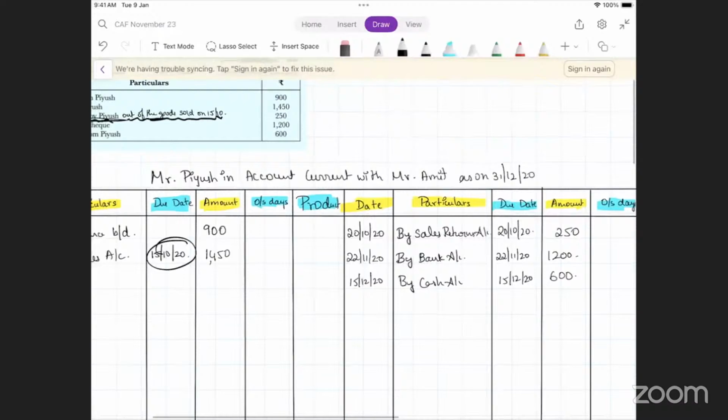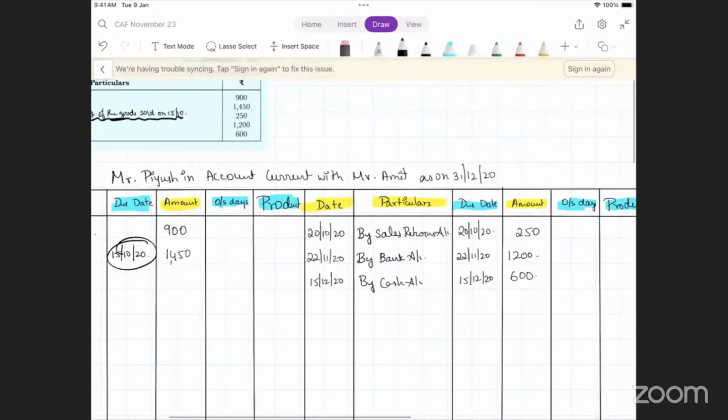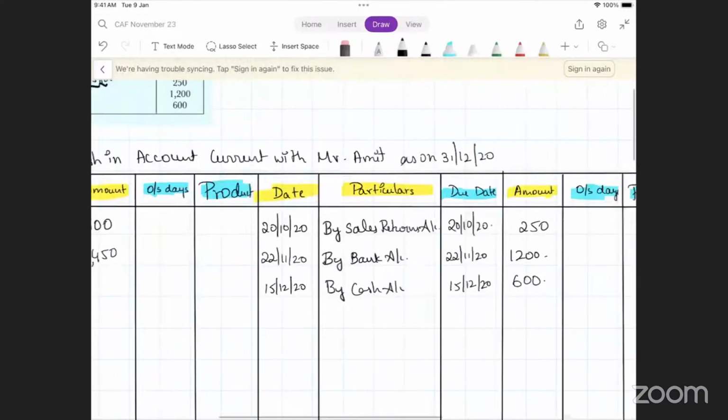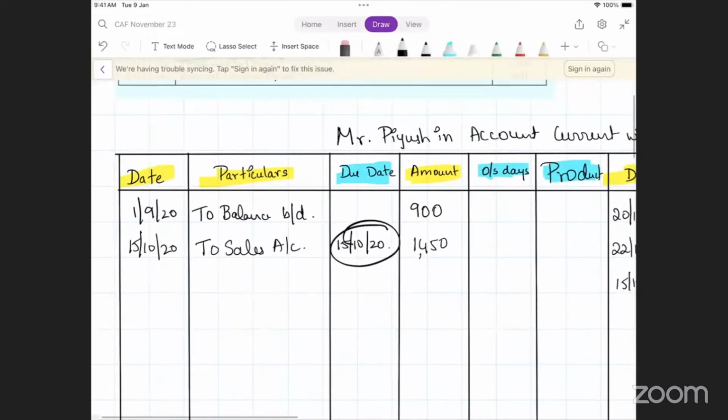Over, sir. This was the data given in the question. We have entered this. Next, we have to calculate the outstanding days. I'll do it for everything except the balance first. Balance days I'll calculate later. First, I'll calculate for everything else.